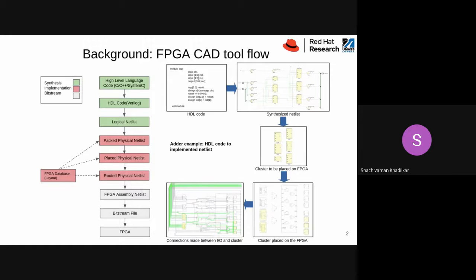The example on the slide is for an adder circuit from Verilog to Bitstream. Verilog code for the adder is synthesized to look up tables for computation and flip-flops for storage available on the target FPGA. These elements are packed into clusters by the packing algorithm. The placement tool finds locations for the clusters in the packed netlist on the FPGA hardware. Routing finds the best path to connect the placed clusters. The implementation stage is highly dependent on low-level device details.